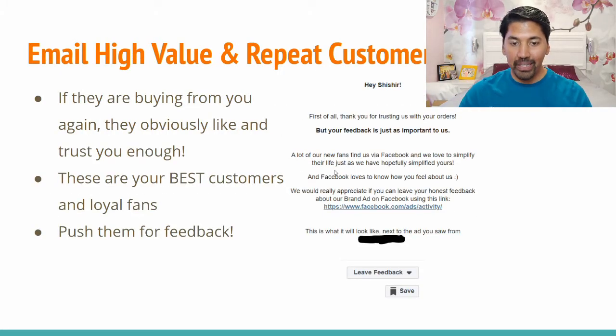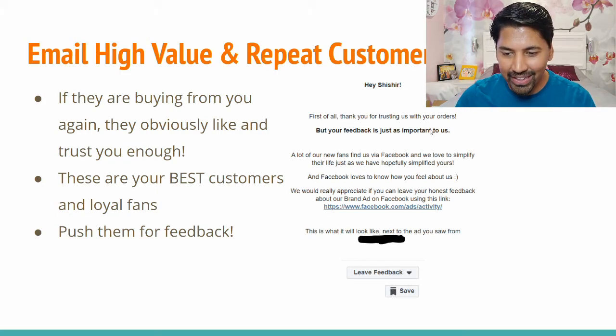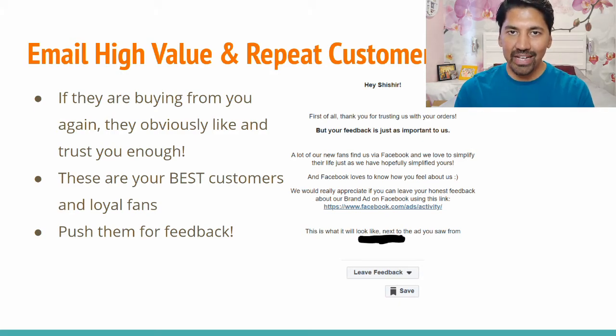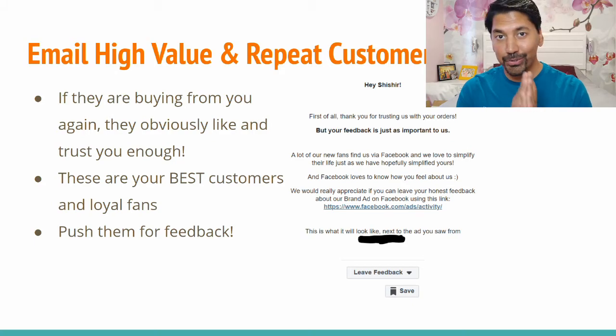Now, emailing repeat and high value customers. This is the template that you can utilize for those scenarios. Like I mentioned, they're buying from you again because they obviously like you and trust you enough to do that, right? Very few people will trust you enough to buy from you again. And naturally, that's a very good sign. If you have a high proportion of returning customers, then that's a very good testimonial on the customer experience that you're providing. So these are your most loyal fans. These are your best customers, and make sure you reach out to them.